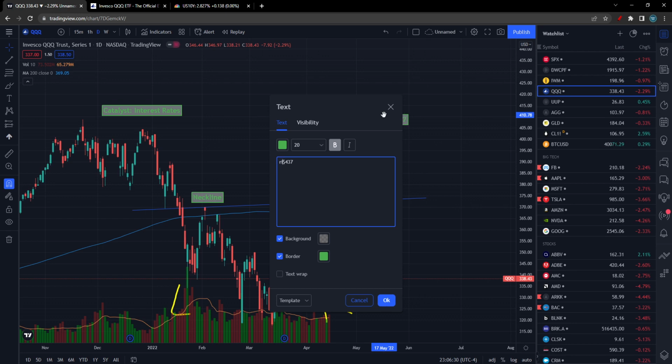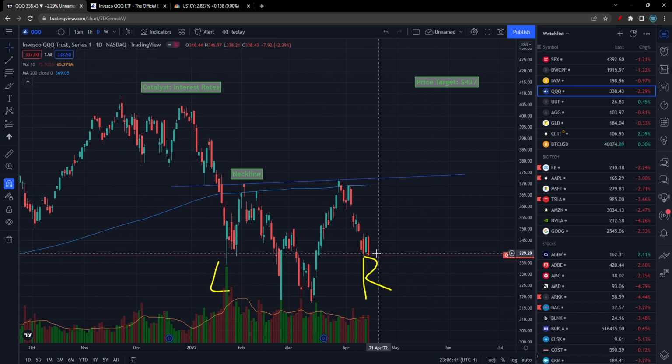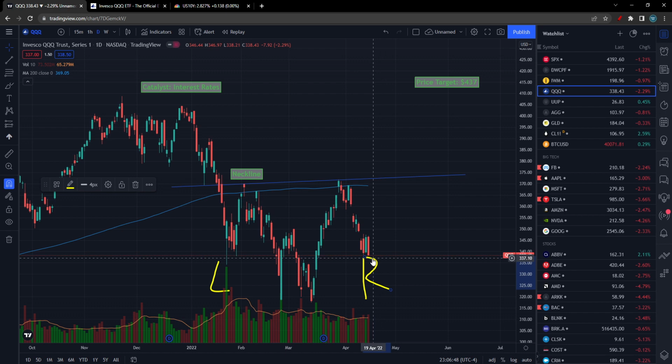All right, price target. That's weird. Price target $437 based on the head and shoulders pattern, right? So now I can start cleaning up my chart a little bit. We'll probably take that off.